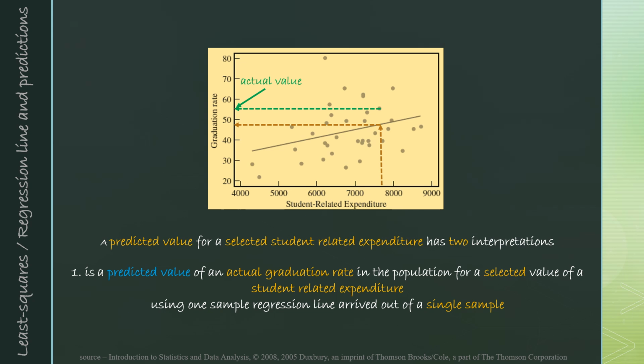This predicted value is derived using one sample regression line arrived out of a single sample, and the predicted value can either be above or below a single actual value, or each value among a set of actual values in the population, for a selected value of a student-related expenditure. The actual value in the above illustration is above the predicted value.